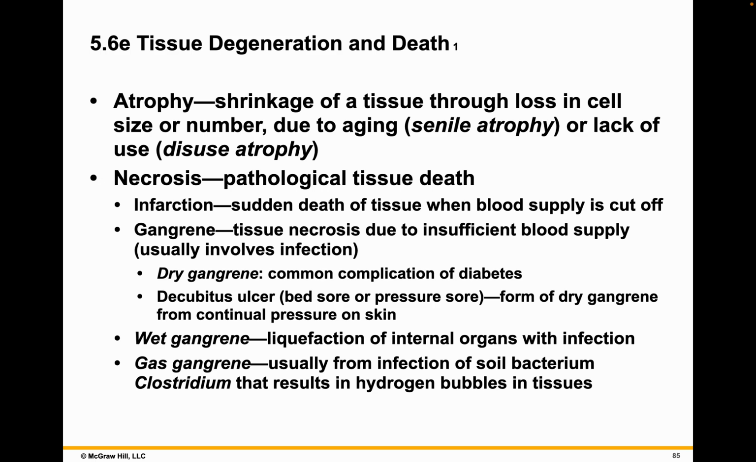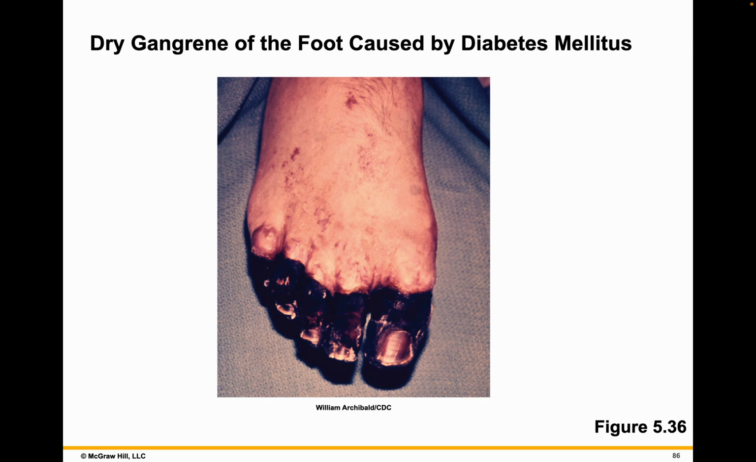Decubitus ulcer or bed sores are pressure sores that become dry gangrene with continual pressure on the skin. Wet gangrene is a liquefaction of internal organs with infection. And gas gangrene is usually from an infection of a soil bacteria, Clostridium, that results in hydrogen bubbles within the tissue. None of the gangrenes are good. And here's one in a foot as a complication of diabetes mellitus.